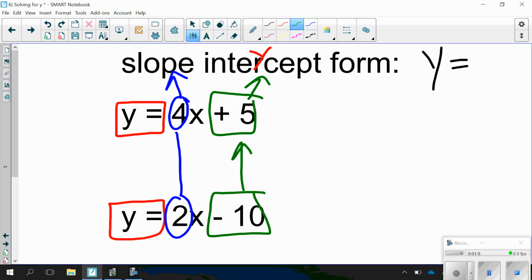The thing that's most important, though, is that we notice that both of these equations are in y equals form. In Algebra 1, it is always our goal to take any equation and put it into y equals form.